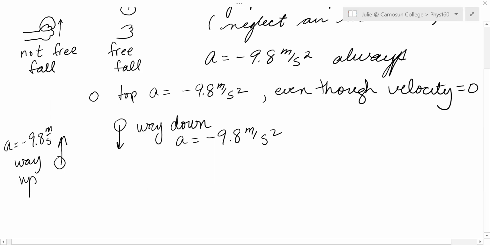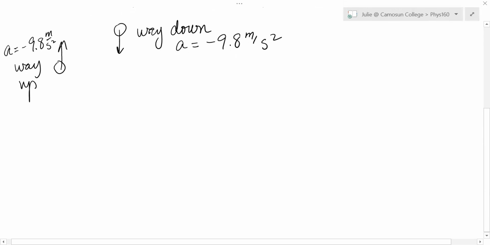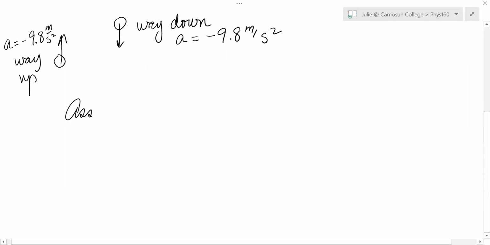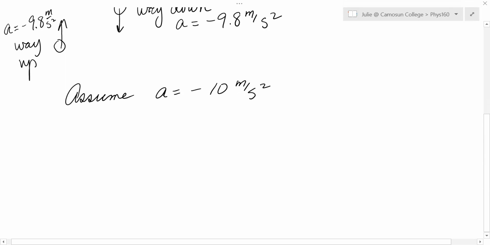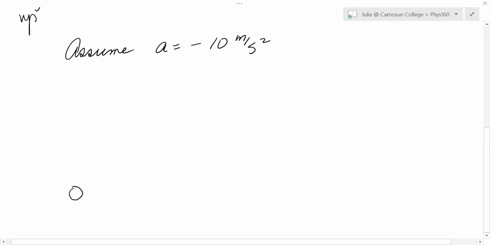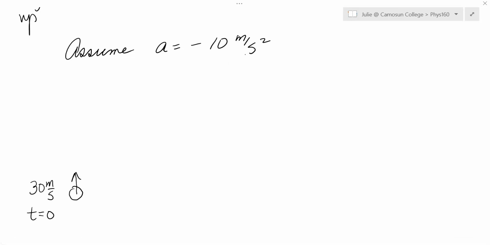Now let's look at the consequences of that. What does this negative 9.8 meters per second squared do to the velocity of an object? So negative 9.8 is a little bit difficult number. Let's assume it's negative 10. It makes it easier to do these things in our head. So it's a negative 10 meters per second squared. So what happens? You throw something up and give it an initial velocity of 30 meters per second. This will be at t equals 0. The negative 10 meters per second squared means the velocity changes by negative 10, which means you have to subtract 10 meters per second every second.